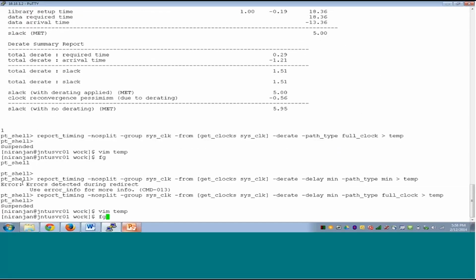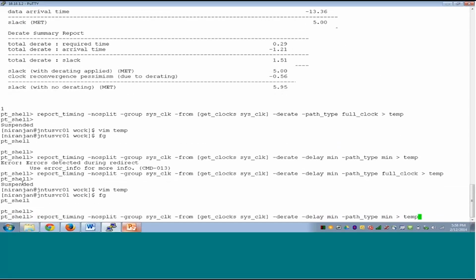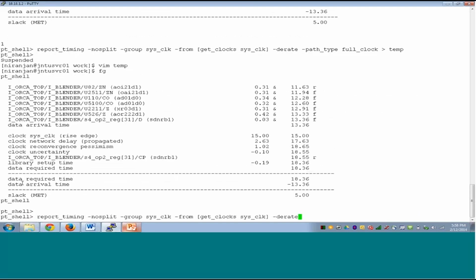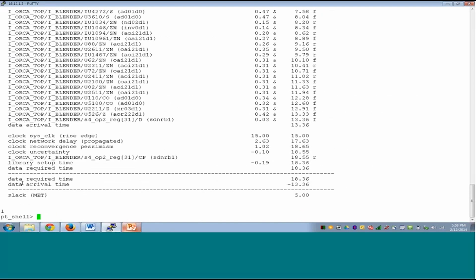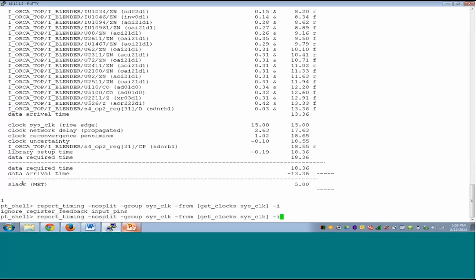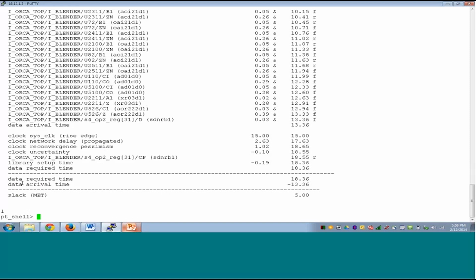Now you can do something like, let's look at a simple timing report, and at any time, if you want to see how PrimeTime calculated delays, you can do something like this: report delay calculation minus from any pin to any pin. Now let's say I am doing from the input of a particular cell to the output of the same cell, right? This is where I am asking PrimeTime to tell me the delay calculation for the cell delay.